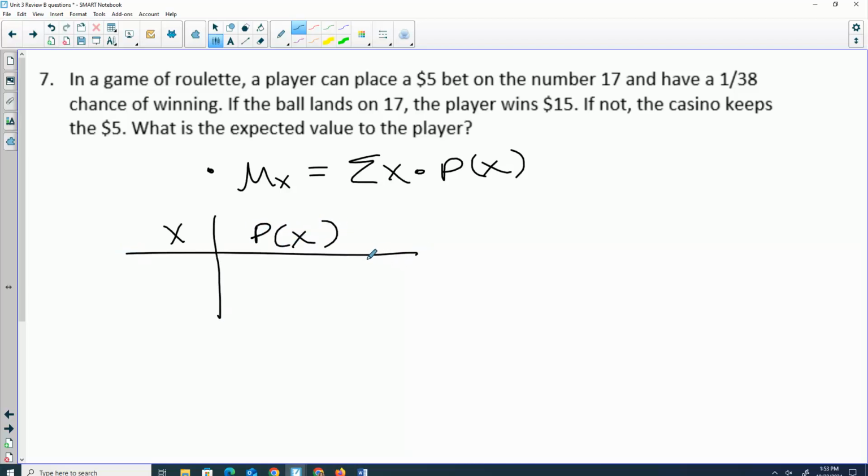Okay, we are talking about money here. So x is going to be our dollars. $5 bet. So what happens if you lose? Okay, you lose $5. What is the probability that we lose? 0.97.